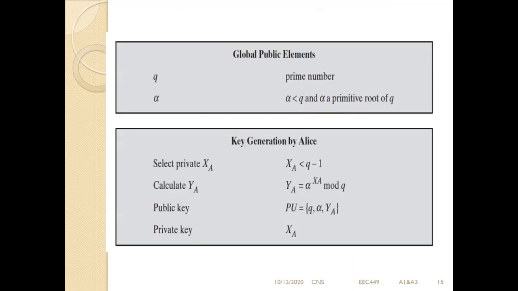This is the summary. Just see carefully. Q is a prime number, alpha is a primitive root of q, which must be less than q. Then we have the key generation by the Alice. So that means Bob is sending some message to the Alice. So select a private key XA, which is less than q minus 1 or 2, you can say. Then calculate YA, which is a public key. Generally, we cannot say public key here. In the Diffie-Hellman key exchange, this is the public key. But here, public key should be denoted by Q, alpha and YA. Please remember that. And the private key is XA.